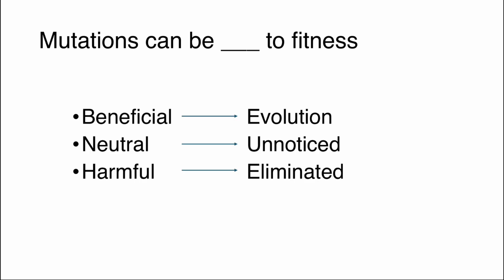Beneficial mutations contribute to evolution. Species have a higher fitness to their environment and a higher chance of survival and passing on their genes. Neutral mutations often go unnoticed, whereas harmful mutations often get eliminated from the gene pool because they lower the overall fitness of the individual, and all of the individuals with the harmful mutation have less of a chance of passing their genes on to the next generation.